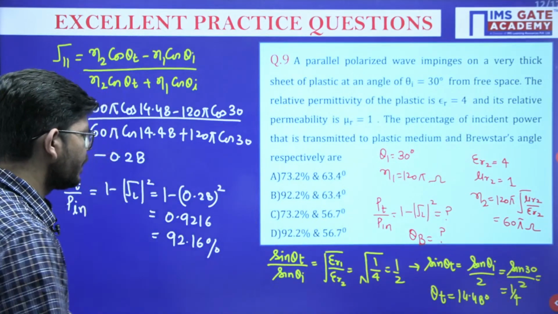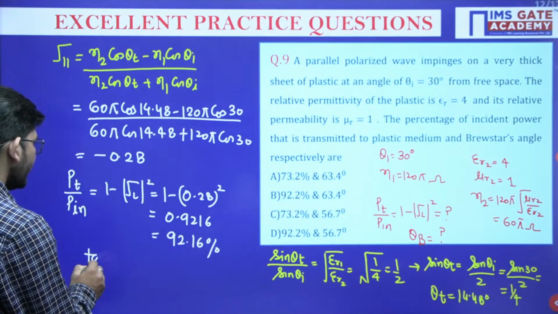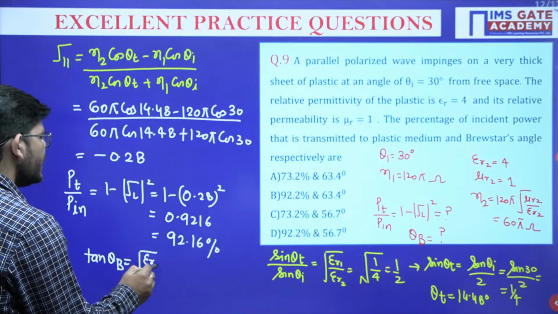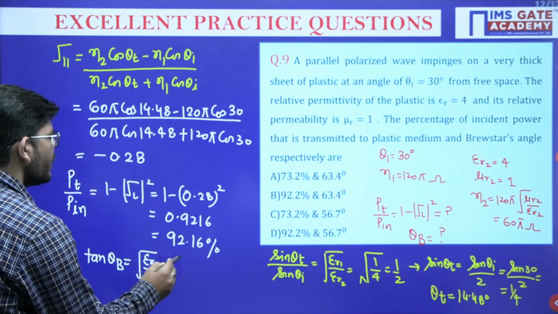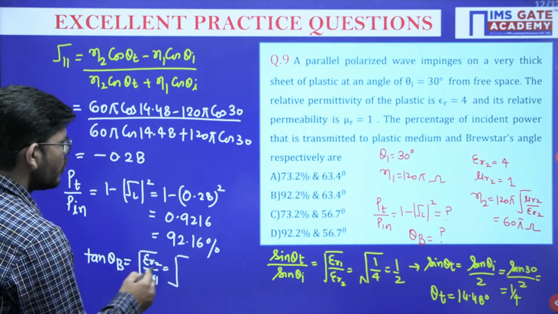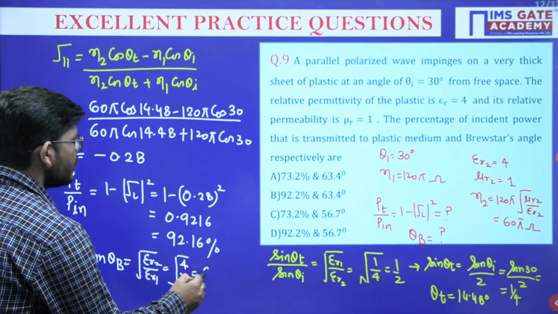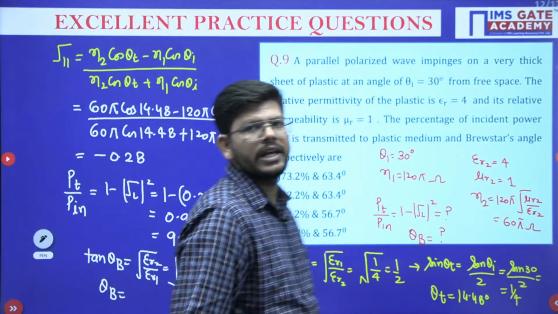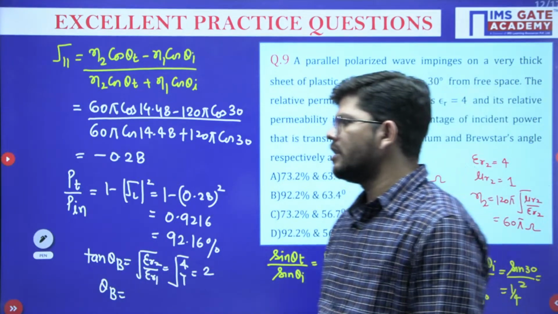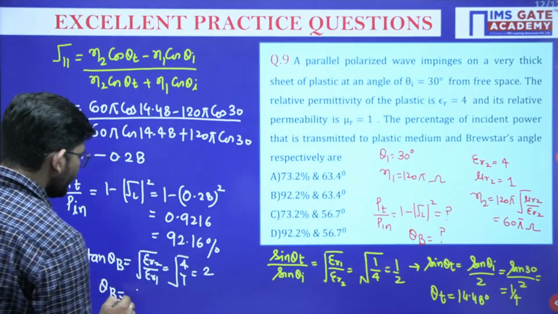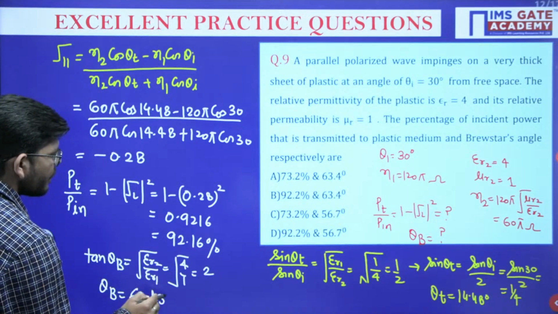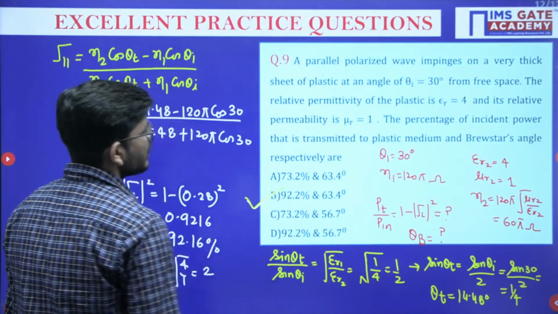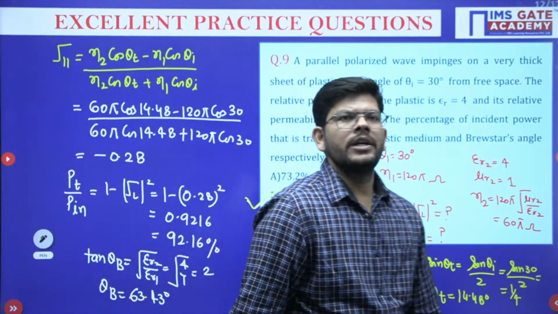Now if you have to find the Brewster angle, tan theta B is equal to the square root of epsilon r2 divided by epsilon r1. What is epsilon r2? That is 4. 4 divided by 1, and the square root is 2. So how much will theta B be? That is tan inverse 2, which will give you 63.43. So B is going to be the correct answer. This is how we can solve this question.